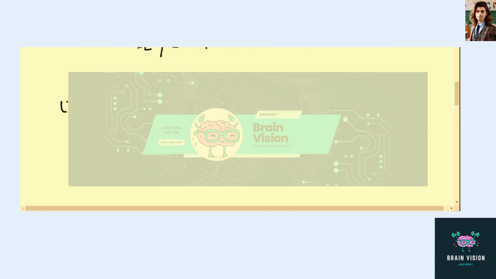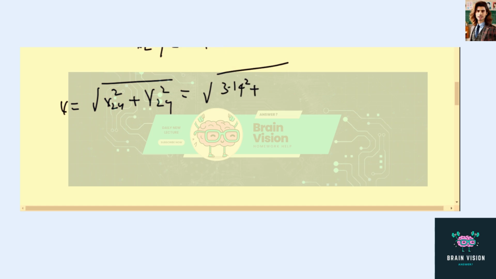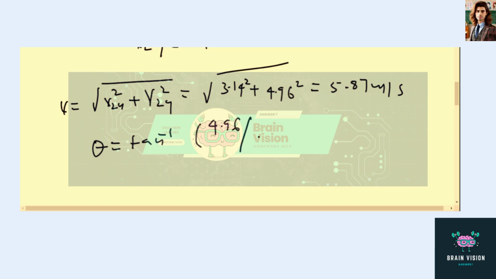Now let's find out v. Well, v is root V2x whole square plus V2y square, and that is equal to root 3.14 square plus 4.96 square, and that gives us 5.87 meter per second. Now let's find out theta. Well, theta is equal to tan inverse into 4.96 divided by 3.14, that is equal to 57.7 degrees.